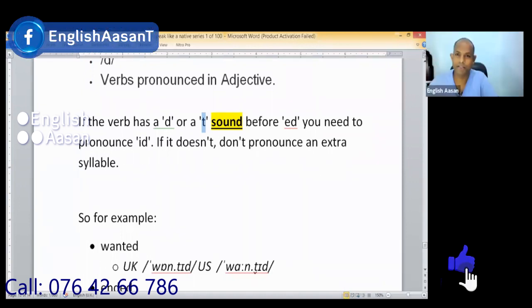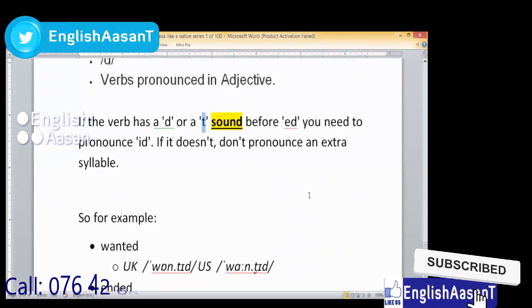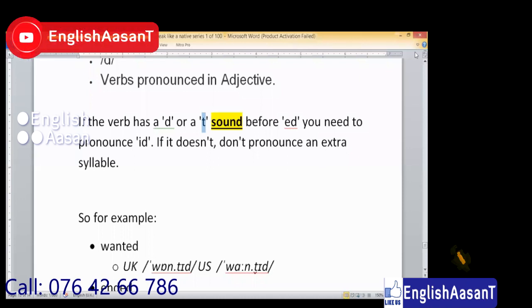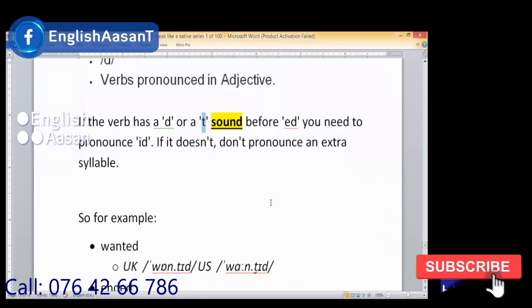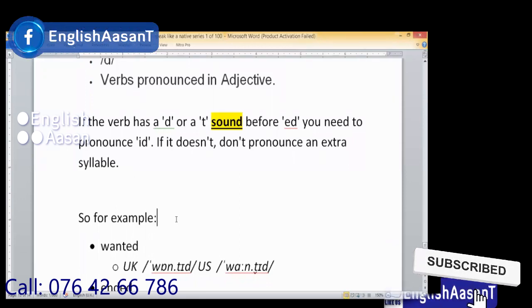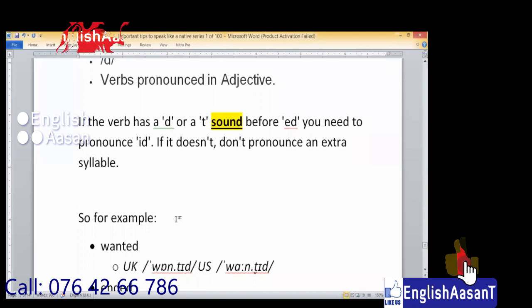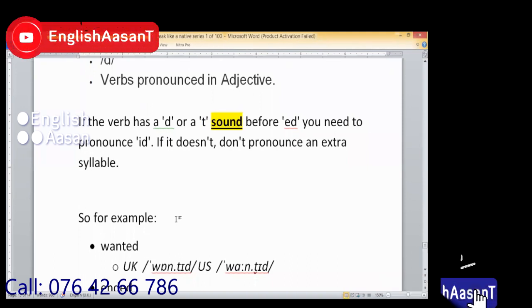So that's all for tonight. Aasan, I have a question for you. Yes, Mr. Jack, how are you doing? I'm doing very well, brother. How you doing, man? Great, sir. Oh, yes. I noticed that you have important tips to speak like a native, series 1 of 100. So you have 100 presentations on how to speak like a native. Am I correct? Yes, you are.